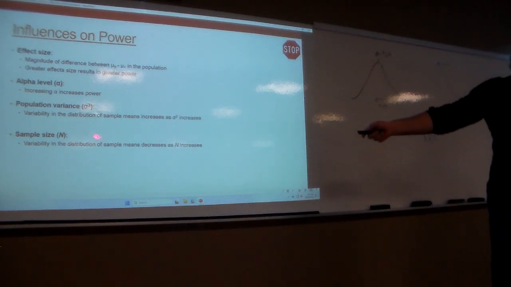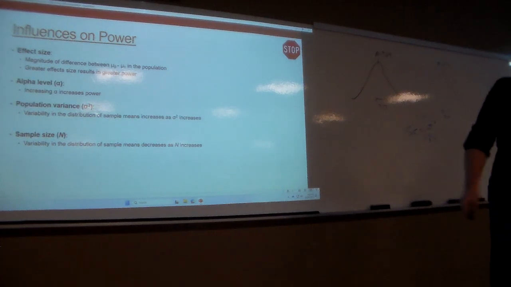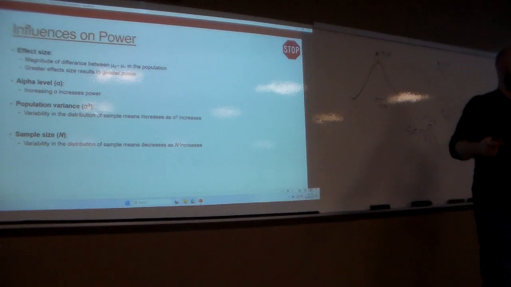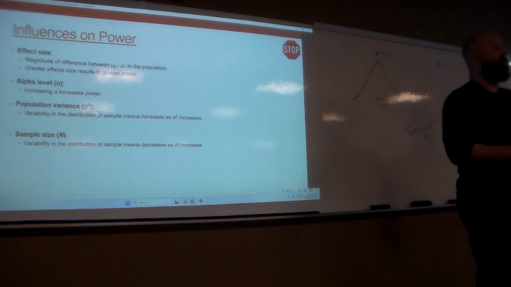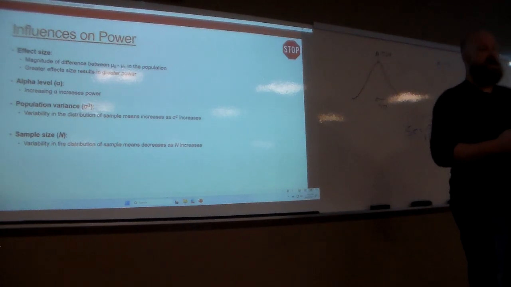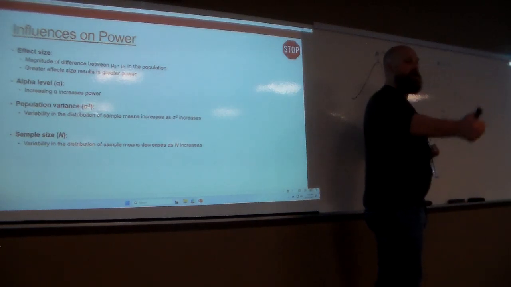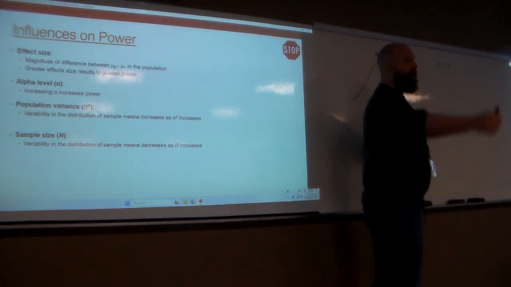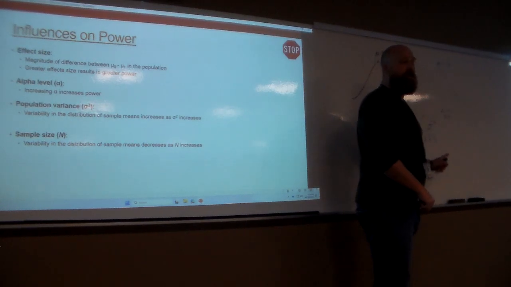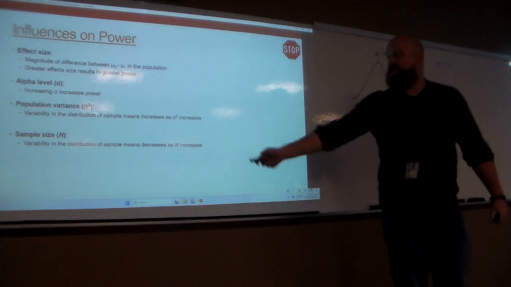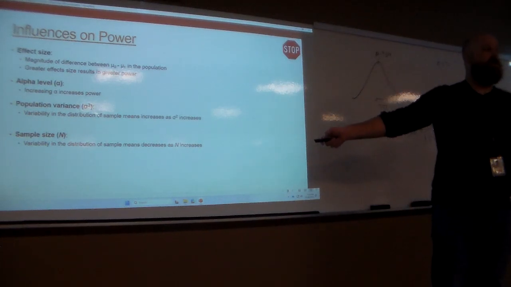But the real thing that we do here is change the sample size. The variability of my distribution of sample means decreases as my sample size increases, okay? And again, if we look at our standard error, if I jack that way up, my standard error goes way down, and then what happens, my test statistic goes way up, okay? So this is the thing that we have the most control over.